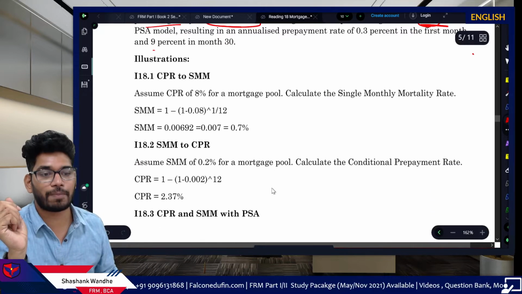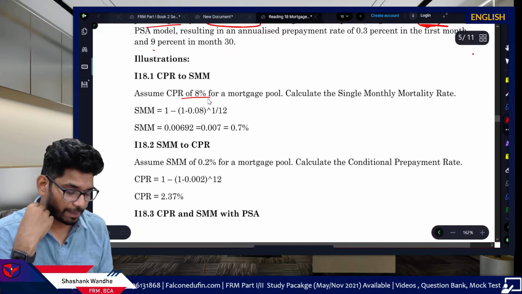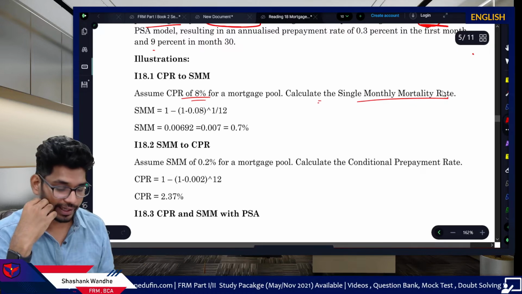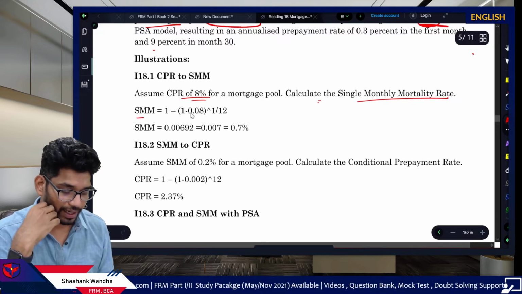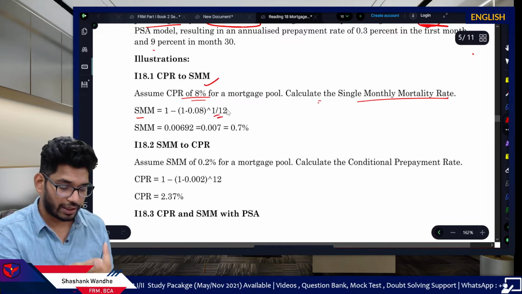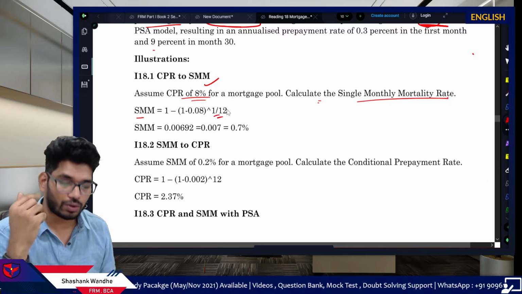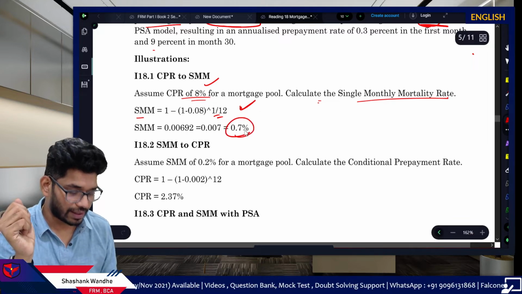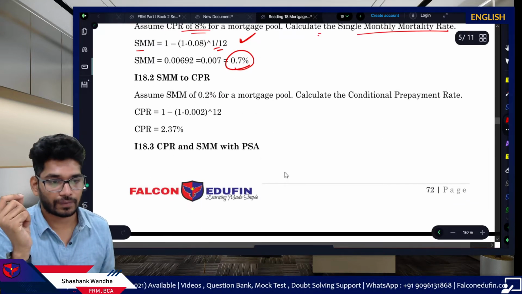So first is CPR to SMM. Assume the CPR rate of 8% for a mortgage pool. Calculate the single monthly mortality rate. So SMM is equal to 1 minus (1 minus 0.08) to the power 1 by 12. Right? And the result is 0.7%.